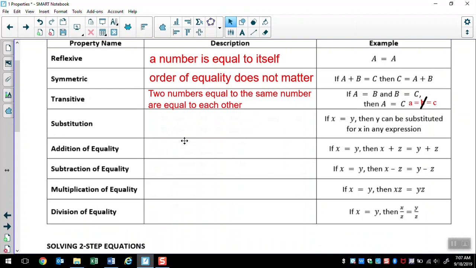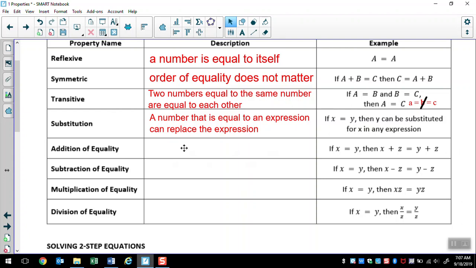All right, substitution. This is where we deal with these next ones a lot when we're solving equations. And we've talked about the actual idea of substitution already. A number that is equal to an expression can replace the expression. So if x equals y, then y can be substituted for x in any expression.